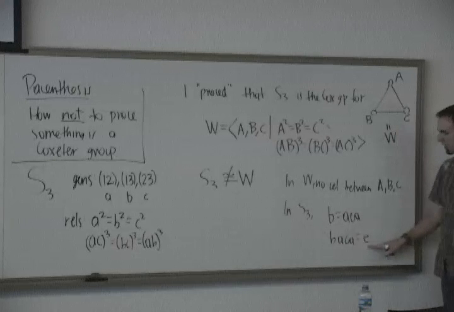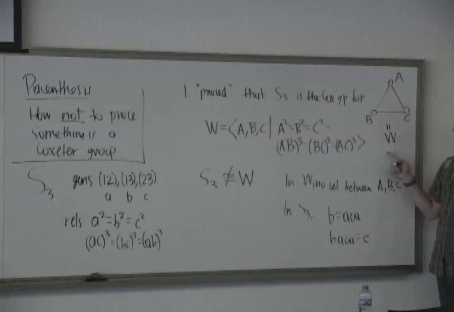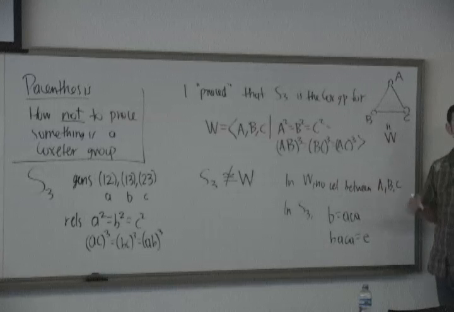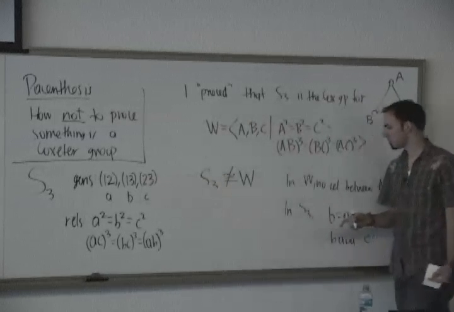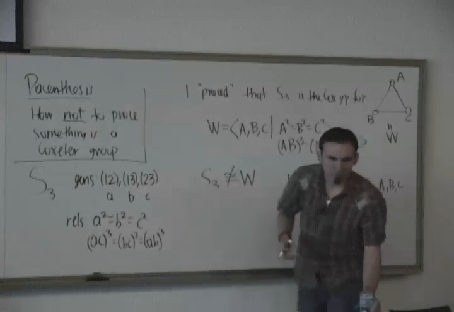And here you have a relation that is satisfied in S3 and is not satisfied in W. And this is why these two guys are not the same group, and why this is not a proof that S3 is a Coxeter group. My mistake was choosing too many generators. Okay? I forget who said this. Someone explained this very nicely in the forum, and I'm just repeating what they said.